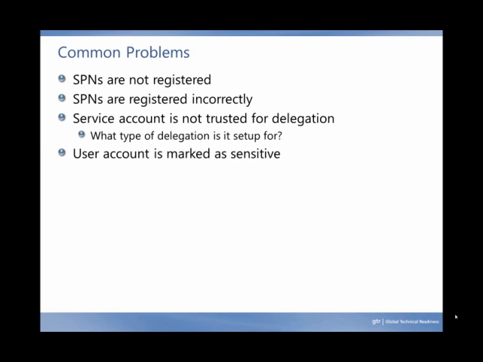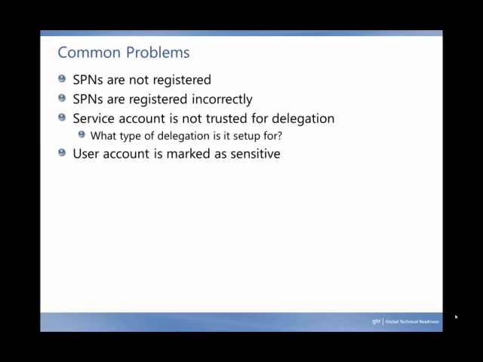Finally, let's go over some of the common problems that cause Kerberos delegation to fail. First, the SPNs for the services are not registered. Without the SPNs, Kerberos will fail. Second, the SPNs are registered incorrectly. This can include registering the SPN to the wrong account or registering the SPN on more than one account. Third, the service account is not trusted for delegation.